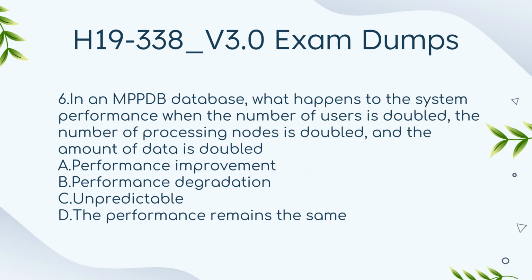6. In an MPPDB database, what happens to the system performance when the number of users is doubled, the number of processing nodes is doubled, and the amount of data is doubled? A. Performance improvement. B. Performance degradation. C. Unpredictable. D. The performance remains the same.